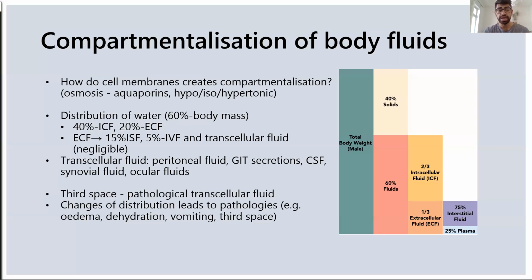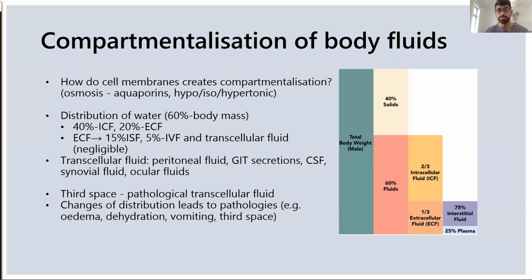Some other definitions: transcellular fluid, you may hear about. This is, again, extracellular fluid. I've put a few examples here. It's not an exhaustive list. So GIT secretions, cerebrospinal fluid, peritoneal fluid, pleural fluid, ocular fluid, synovial fluid in the joint cavities, in the diarthroses. These are all transcellular fluids.